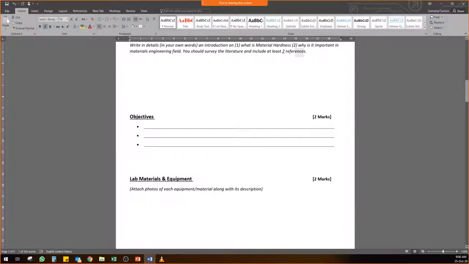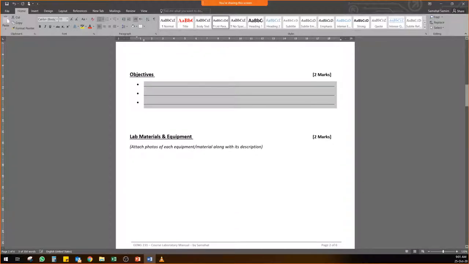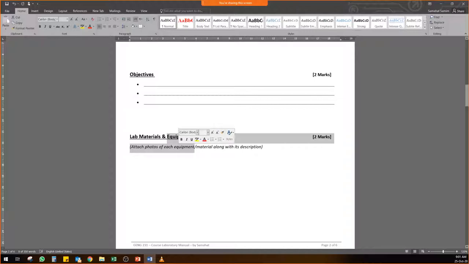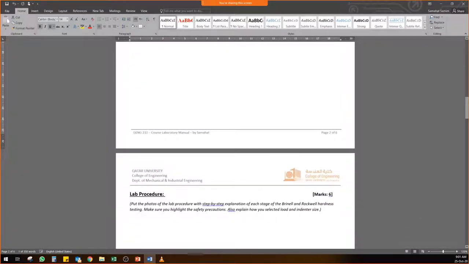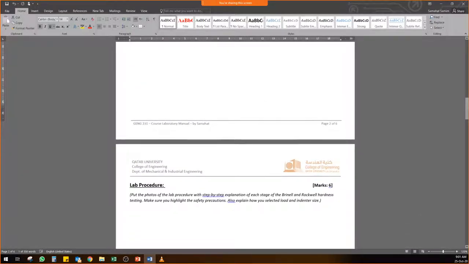And then here, write the objectives of this lab. In this lab we are going to learn about 2 hardness testing methods, and we are going to check the hardness of different materials. So the objectives I want you to write appropriately. Lab materials: what are the equipment and the materials we use. Some of you forget to put materials. Materials are the brass, aluminum and the steel, the items we use. Equipment is the machinery and any safety items we use.